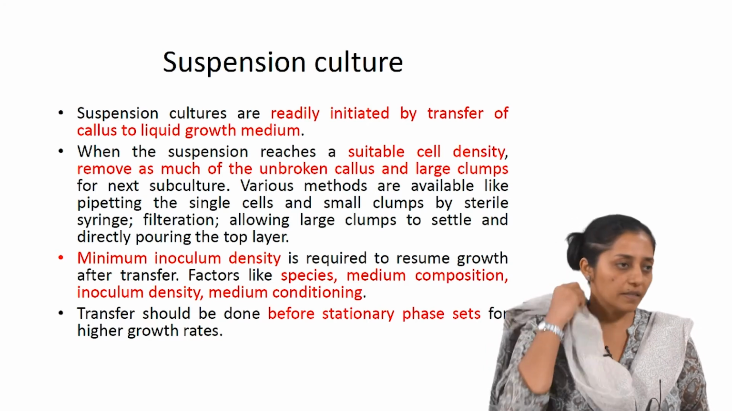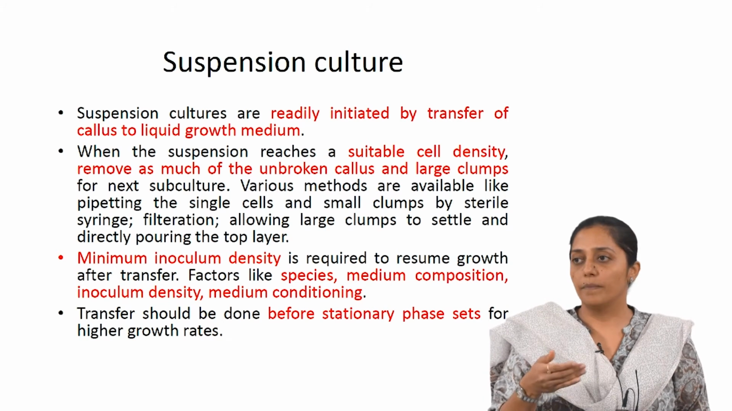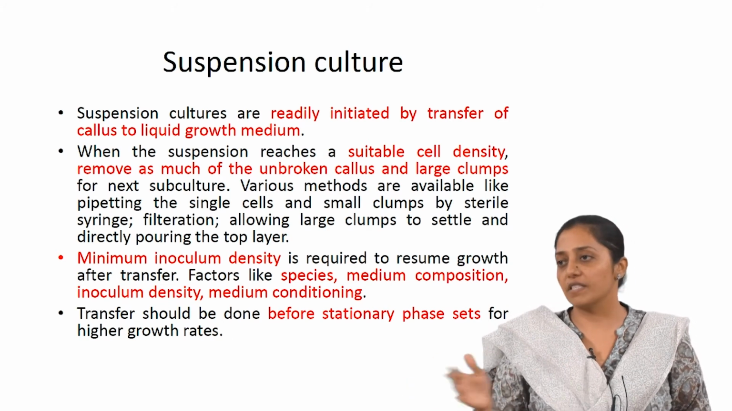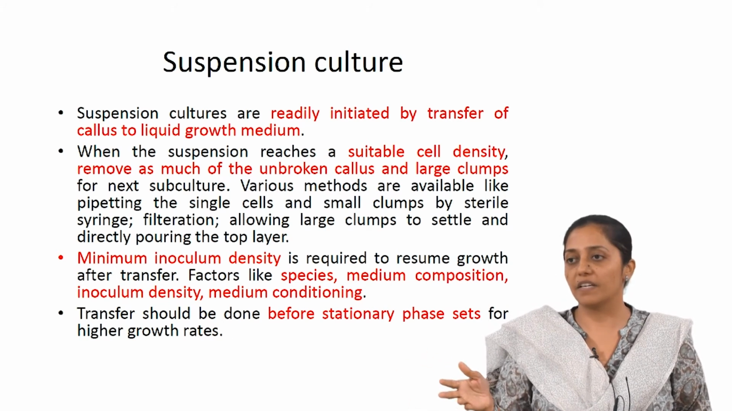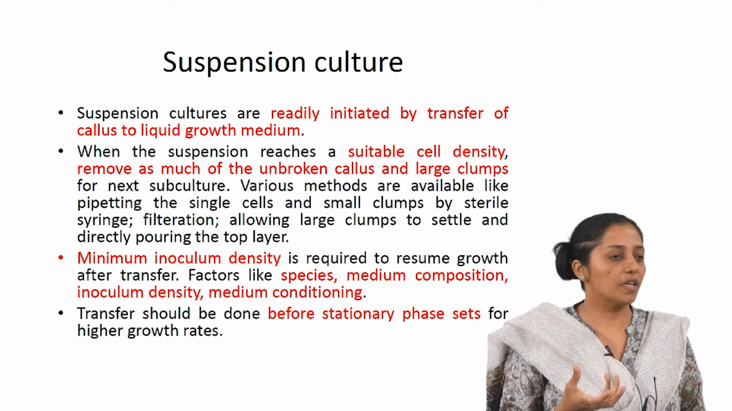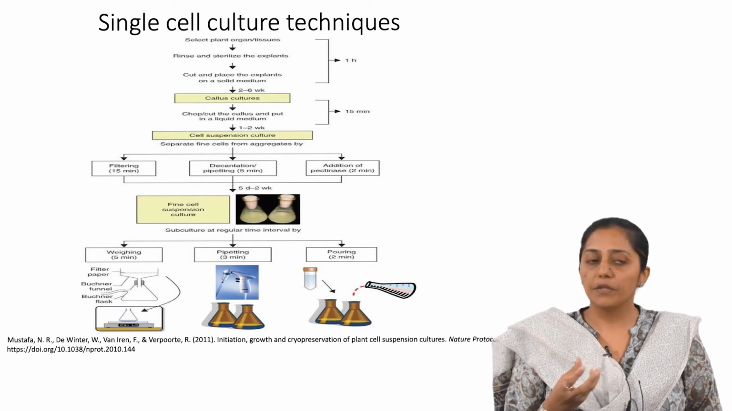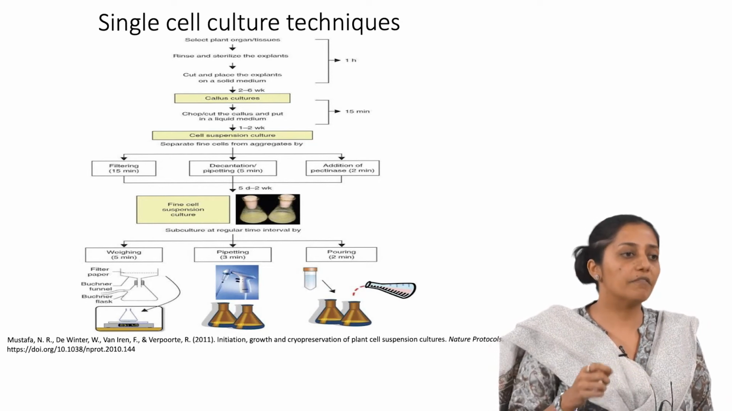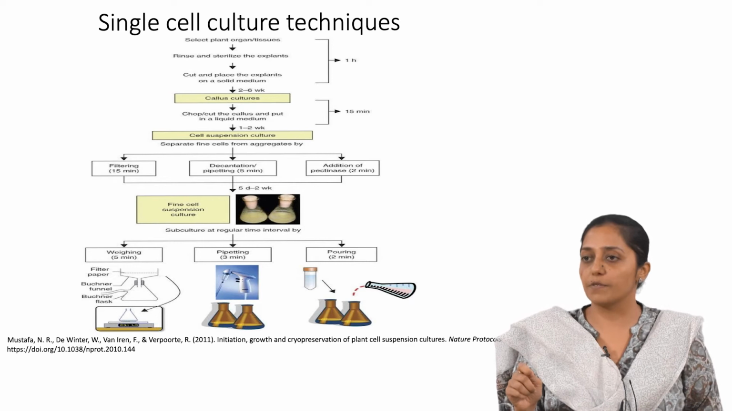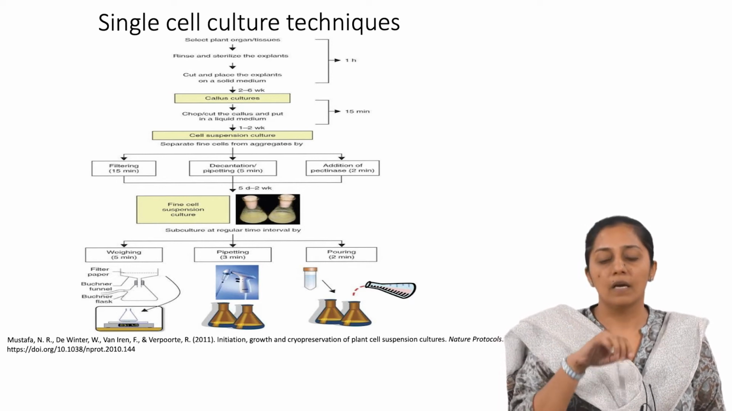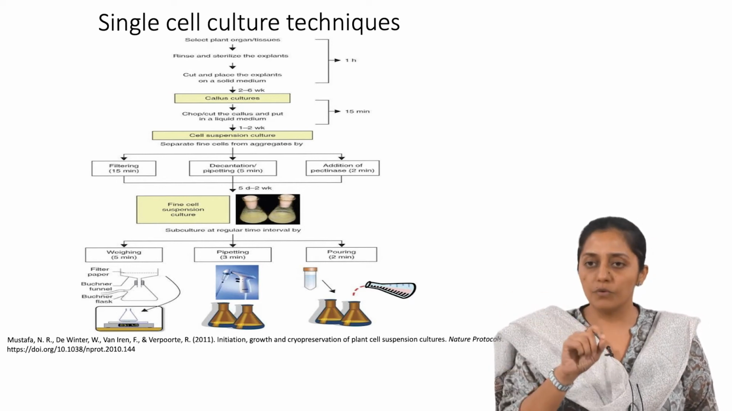Once you have got the callus, then you bring it in suspension. There are different ways in which suspension cultures are created. Either you can use Buchner funnels, I will show you a picture. So, either you can use Buchner funnels, and if you want a very synchronous culture or very fine suspension, then you can even pipette out a few cells.